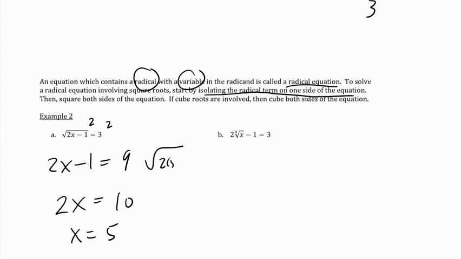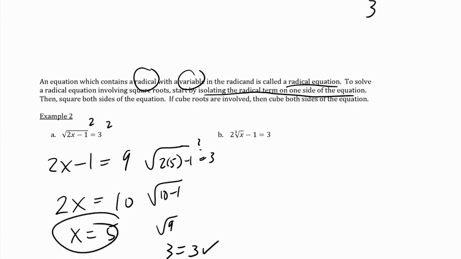So I have the square root of 2 times 5 minus 1. And I want to know if that is equal to 3. So 10 minus 1, square root of 9. 3 is equal to 3. It checks out. So x equals 5 is a good answer.